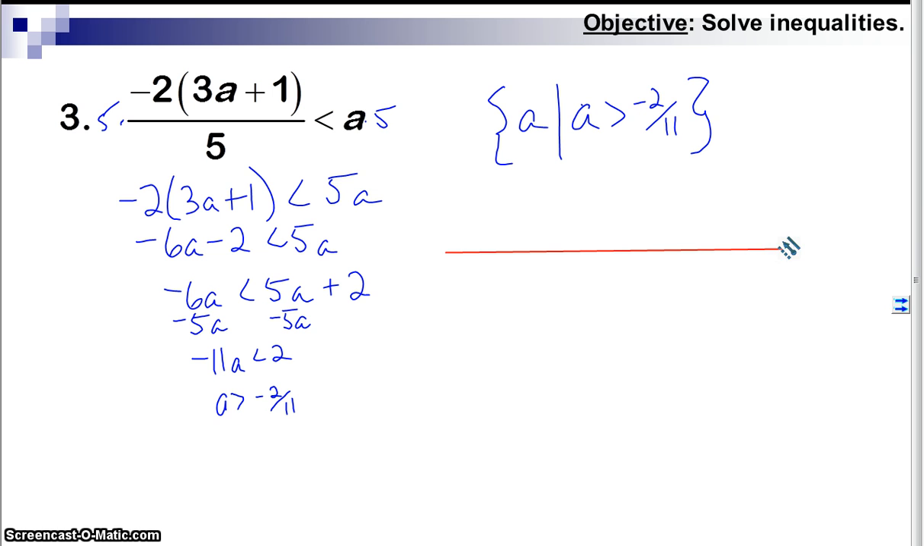There we go. Okay, so here's 0, and here's 1, and negative 1 here. Negative 2/11, if I chop this up in 11 pieces, it's probably around here somewhere, right? Negative 2/11. Okay, so I'm going to draw an open circle, and I'm going to draw an arrow this way.